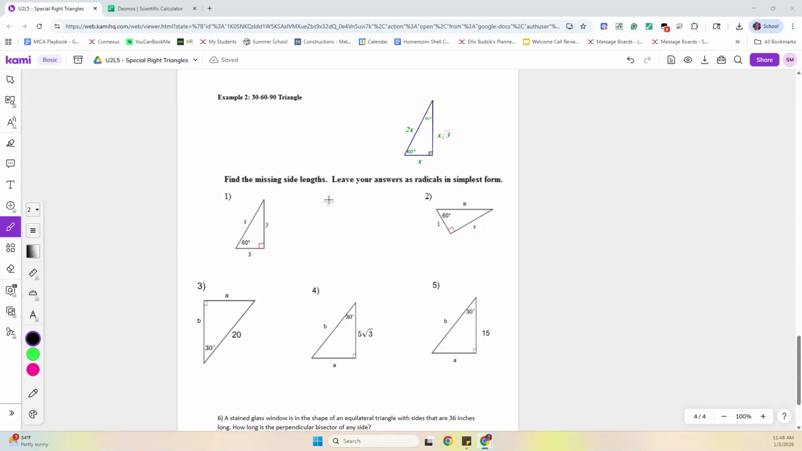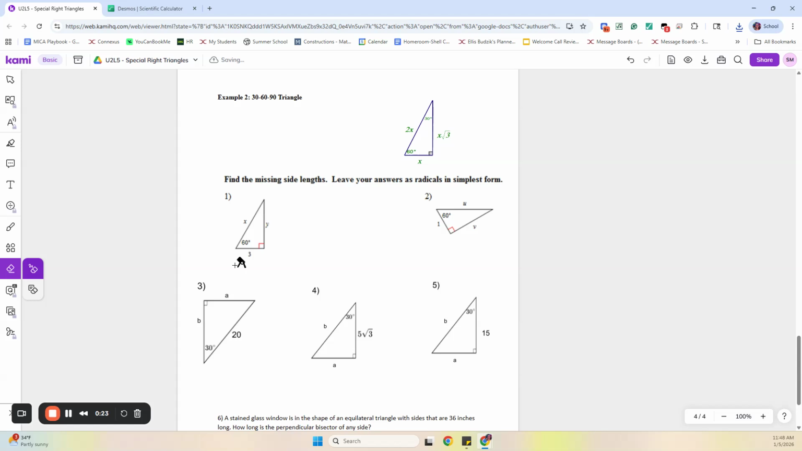All right, and then for our example 2, we have a 30, 60, 90. So again, what I like to do is I always look for my short side first because that's going to be like my basic x, double it for the hypotenuse, and then whatever that x is, we do x root 3 for that longer leg across from 60 degrees. So here I have my short leg. My short leg is 3. I'll label this. So my short leg is 3 here.